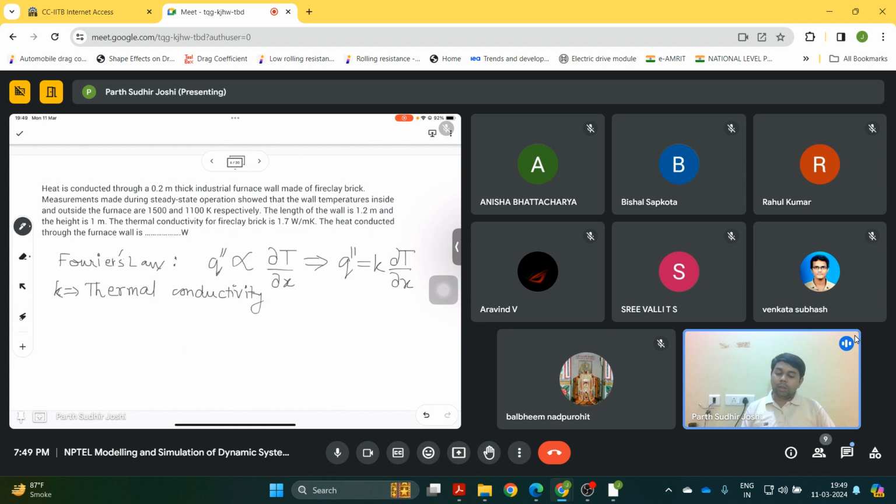So then K is the thermal conductivity, and generally the unit is watt per meter Kelvin. Now, if we are considering a single wall, let us say the thickness is T, and the other dimensions of the wall are basically the length and the height.